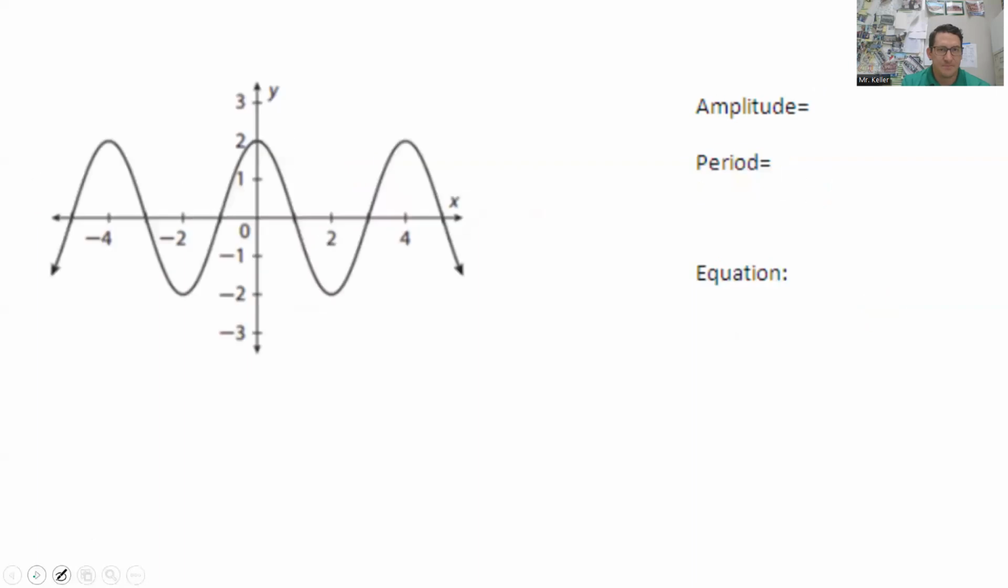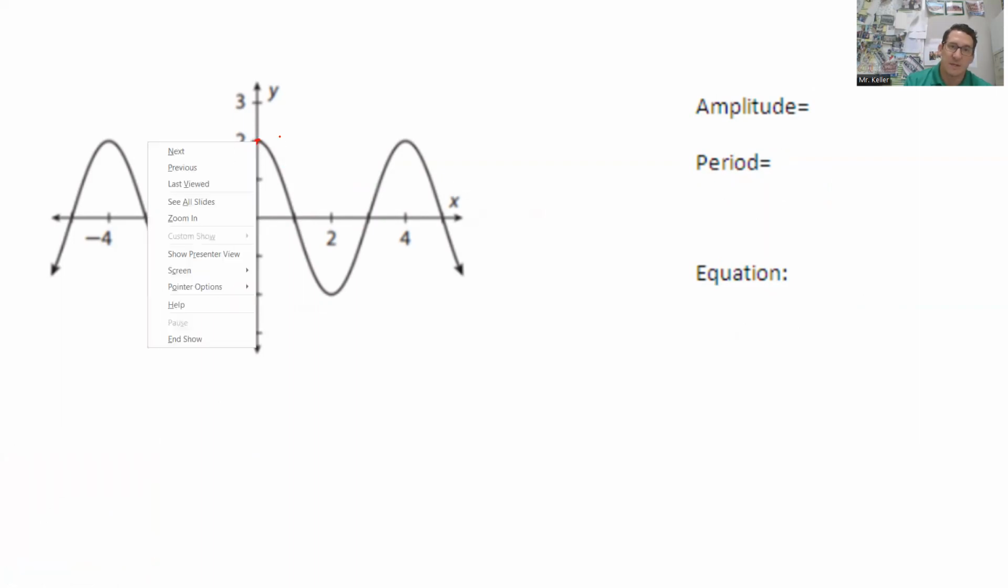One more example. All right. So again, take a look. Where does it start? It does not start at 0, 0. It's starting at the top of the amplitude up here on the y-axis. So this is a cosine curve, right? The amplitude. See, again, it's at the top. So the amplitude right here is 2.